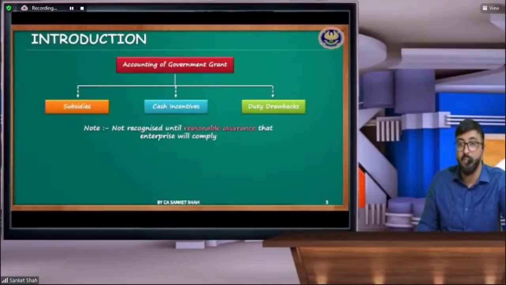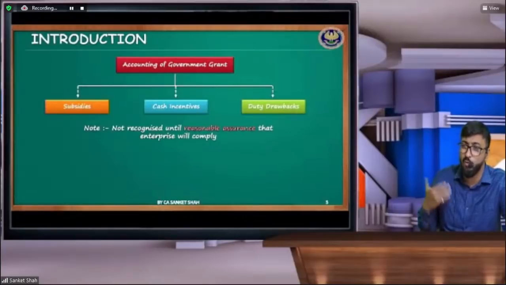So suppose if you are not complying with any conditions which are attached. For example, suppose you have to form your company in the backward area, and if you are not forming your company in the backward area, or you are not hiring any employees from the backward area, in that case you will not get any grant. So these conditions have to be fulfilled. So reasonable assurance means you are going to fulfill those conditions. In that case only, yes, till that point you are not going to recognize.